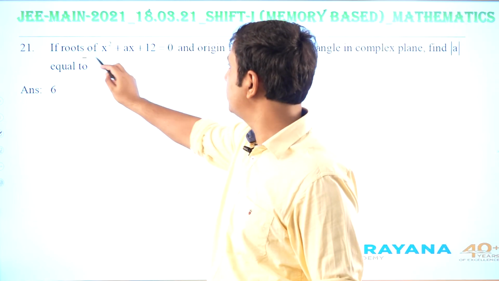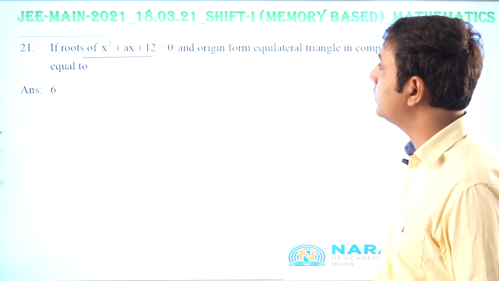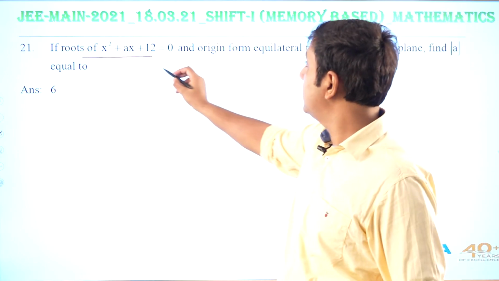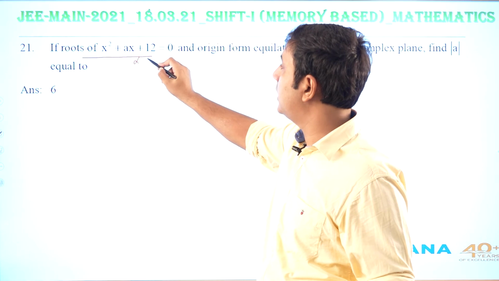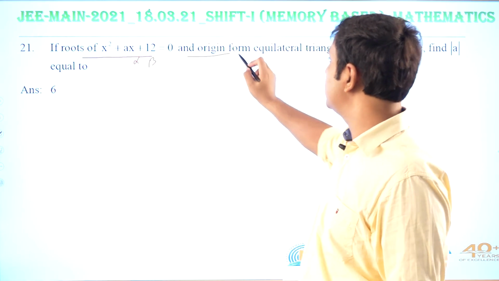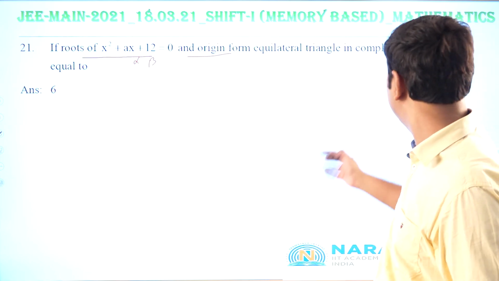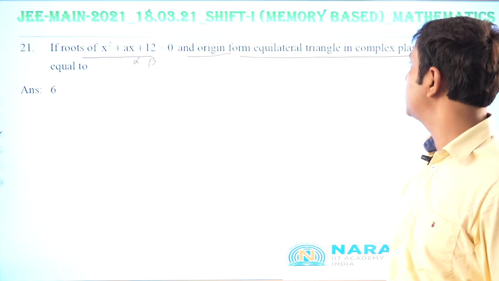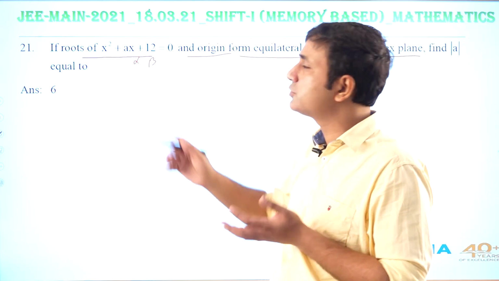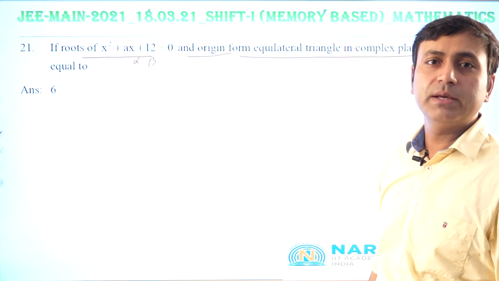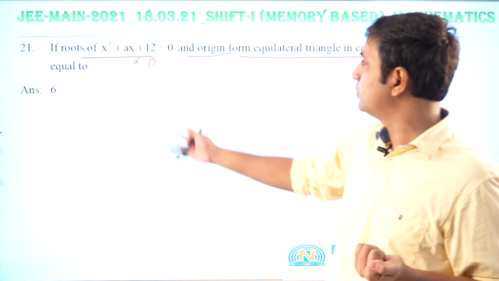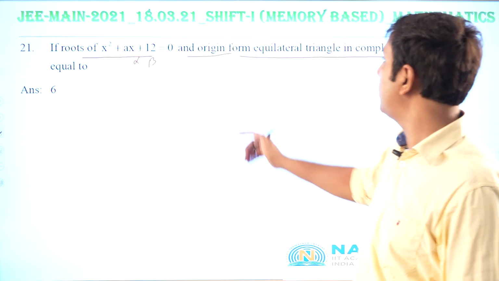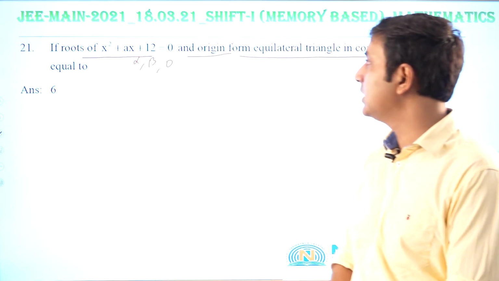Now, we have roots of this equation x square plus ax plus 12. Now, roots of this equation can be real. Roots of this equation can be imaginary. So, let us say alpha and beta are the roots, and origin. So, we have three points on argand plane, or three numbers, they form an equilateral triangle on complex plane. For origin and these points to make an equilateral triangle, the roots must be imaginary. Everybody understands that, because if the roots are real, then origin, alpha and beta will be collinear. They will not form an equilateral triangle. So, we have origin, alpha and beta forming an equilateral triangle.